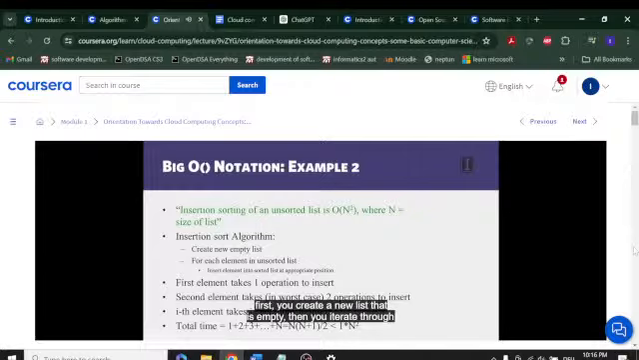First, you create a new list that is empty. Then you iterate through the elements in the unsorted original list. You remove one element at a time, and you insert that element in the new list at the appropriate position. Essentially, you sort through the new list linearly, searching for the right position where this element should be.